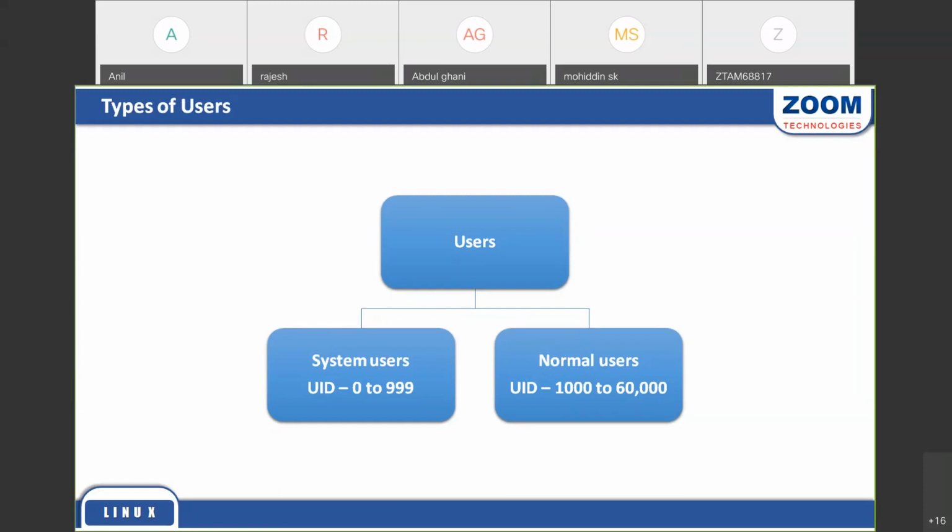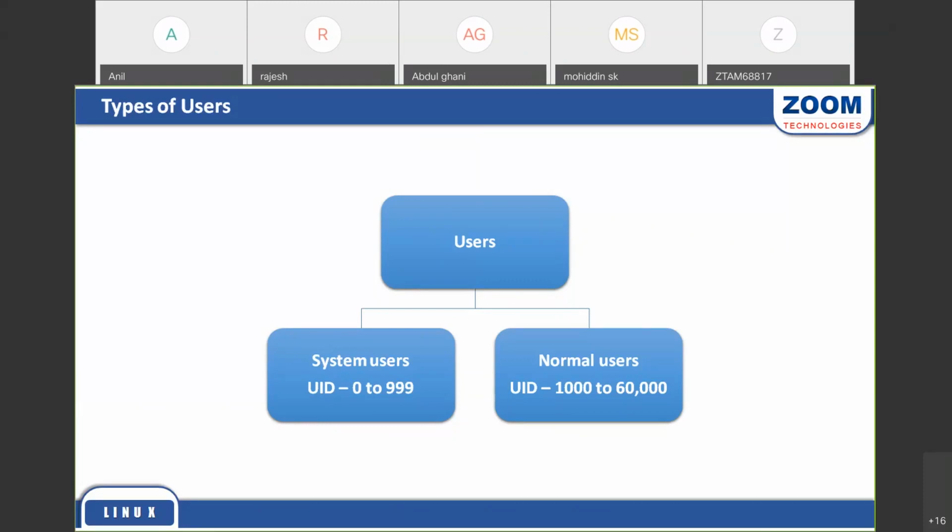Among the normal users, we have two types of users: local users and domain users. A local user is a user created without a domain service. A user created after installing the domain service is called a domain user. In Windows, the domain service is called ADDS. In Linux, domain users are created by using a service called LDAP. Since we are not installing LDAP, that user will be a local user.